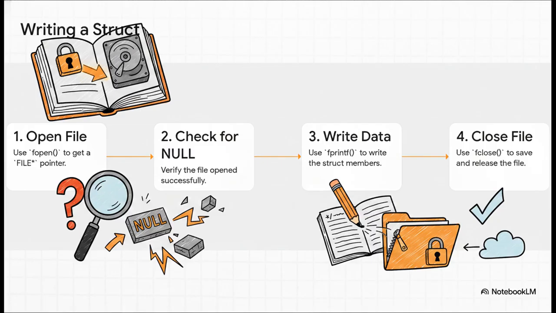First, you create a file pointer and you try to open the file. Step 2 is non-negotiable. You have to check if that pointer is null. If it is, it means something went wrong and your program will crash if you try to use it. If you're all good, you write your data. And step 4, and I can't stress this enough, you always close the file with fclose. If you don't, you could lose all your data.